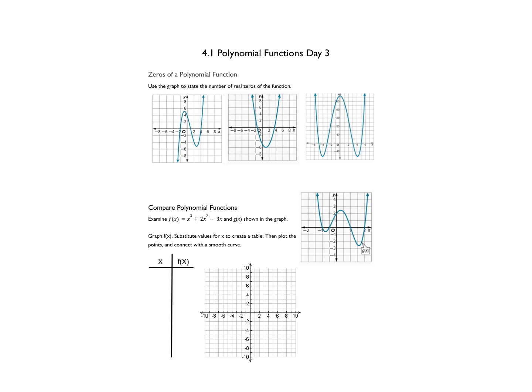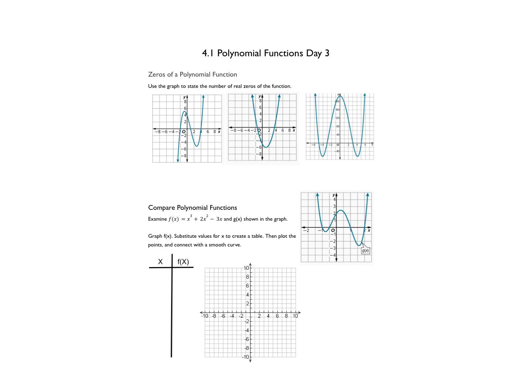All right, today we're going to look at day 3 of the Polynomial Functions unit, day 4.1. Today we're just going to look at how to find the zeros of a polynomial function. And the real zeros are really easy to find because those are where the graph crosses the x-axis.